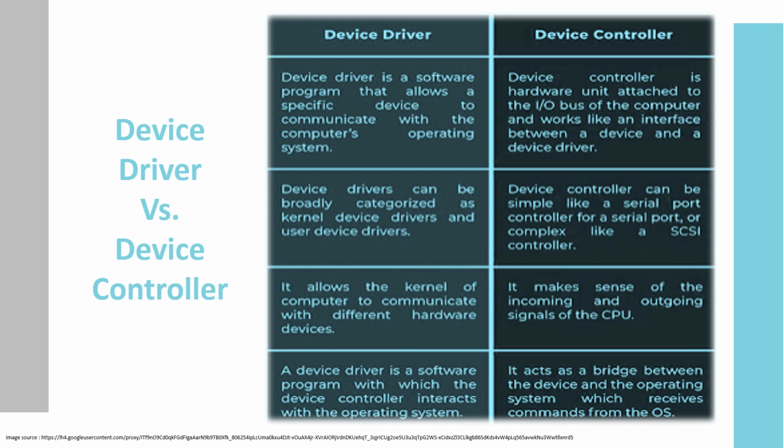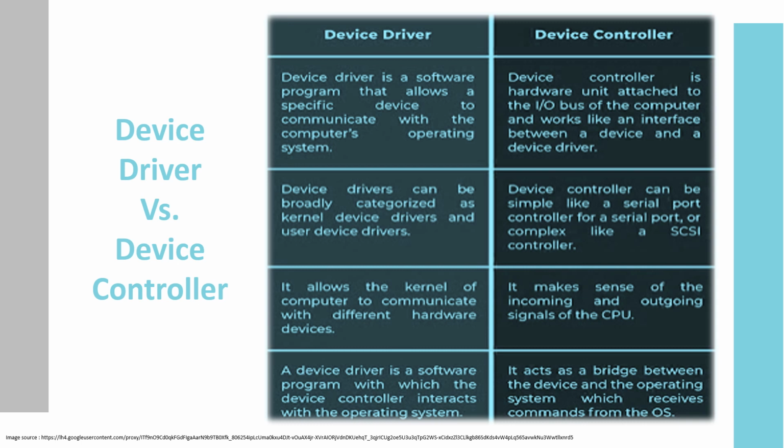Okay, next point is that a device controller can be simple, like a serial port controller for a serial port, or complex, like a SCSI controller. We are not going into that detail, but just a simple idea. The device controller can be simple like a serial port controller. Just like you have different types of ports in your system. So this device controller is nothing but a simple serial port controller, we can say. Sometimes it's complex because in a single port you can attach multiple devices.